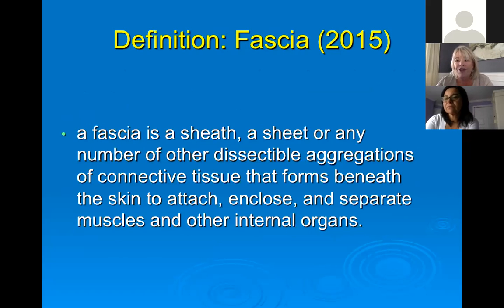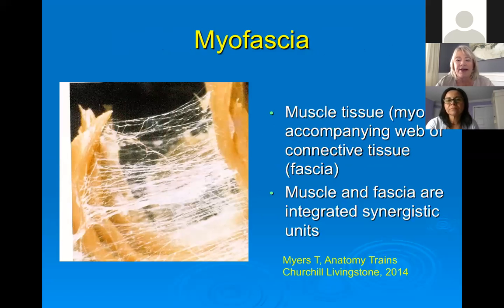Just a quick definition, which was brought about in 2015. There was a task force that got together to discuss what the definition is. It's kind of a dry definition as far as I'm concerned. A sheath, a sheet, or any number of dissectable aggregations of connective tissue that forms beneath the skin to attach, enclose, and separate muscles and other internal organs. So that's the definition, okay?